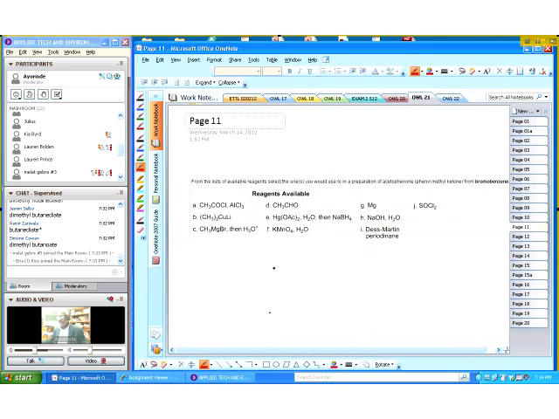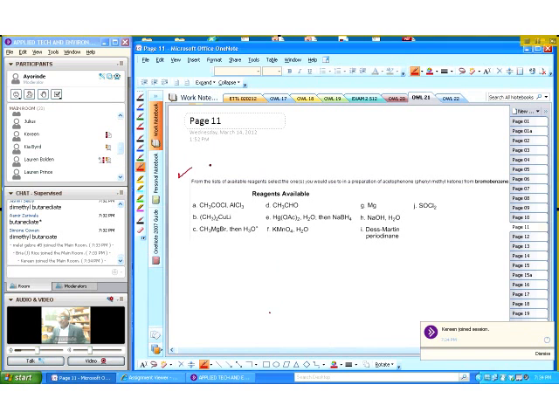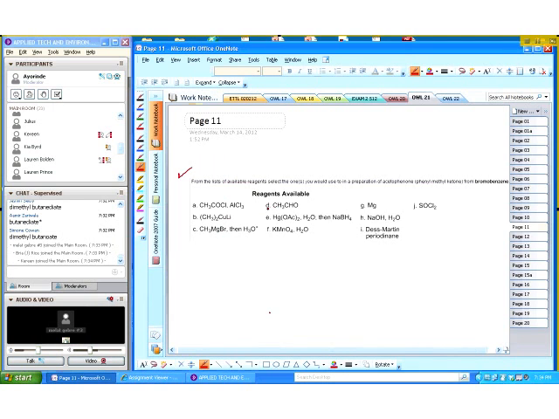Okay. Is there anybody whose mic is working that I have not called yet? Go ahead and read this question for us. I see Karen is joining us. Anybody whose mic is working? From the list of available reagents, select the ones you would use in the preparation of acetophenone, phenyl methyl ketone, from bromobenzene.